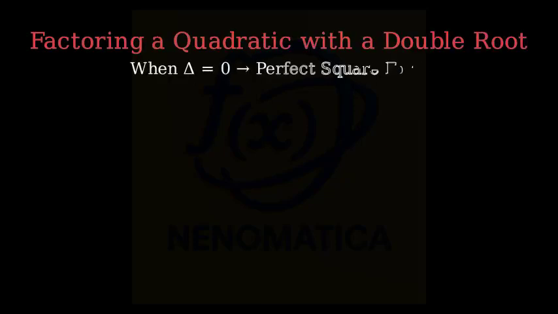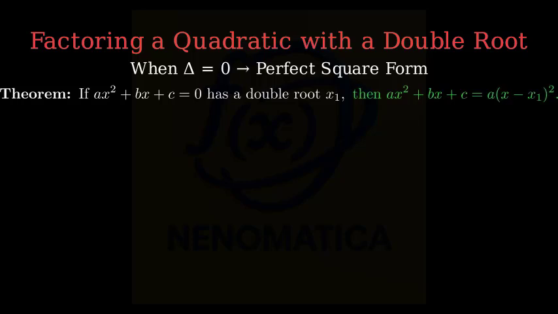Welcome! In this lesson, we will factor a quadratic trinomial when it has a double root. Our goal is to show that if ax squared plus bx plus c equals 0 has a repeated root x sub 1, then ax squared plus bx plus c equals a times (x minus x sub 1) squared. Theorem: if the equation ax squared plus bx plus c equals 0 has a double root x sub 1, then the trinomial factors as a times (x minus x sub 1) squared.